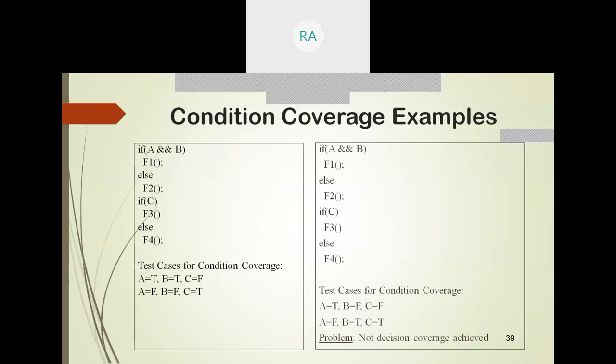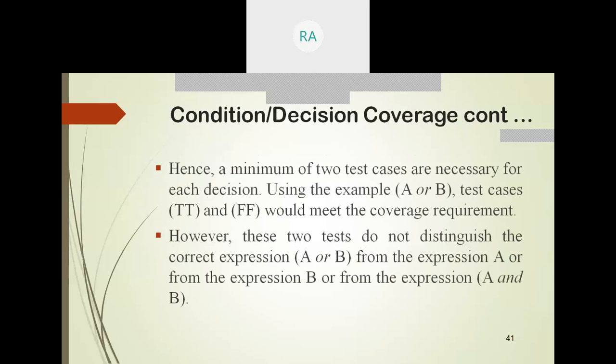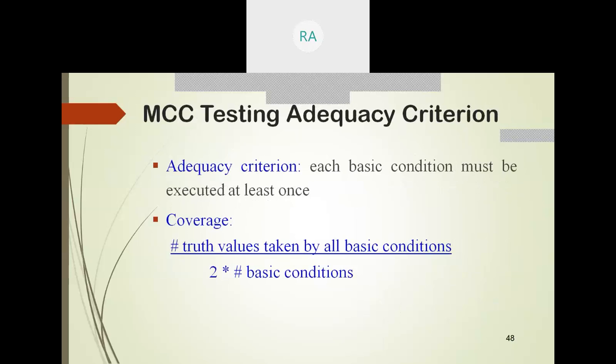This is the example for condition coverage, and we have already gone through it; I need not explain it again. Today's focus is on MCDC coverage. In order to provide the background for MCDC coverage, I am explaining all these things. So condition/decision coverage, what exactly does it do? It combines the requirements of decision coverage with condition coverage. Let me move on to MCDC coverage.